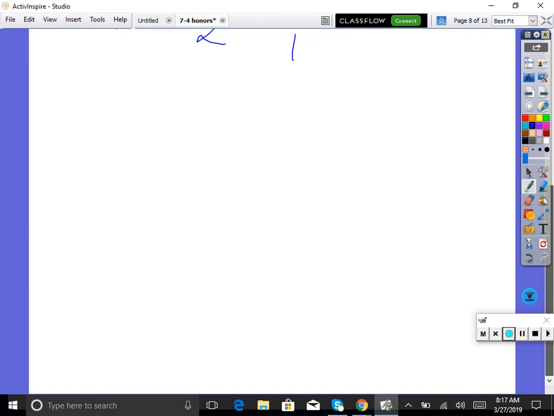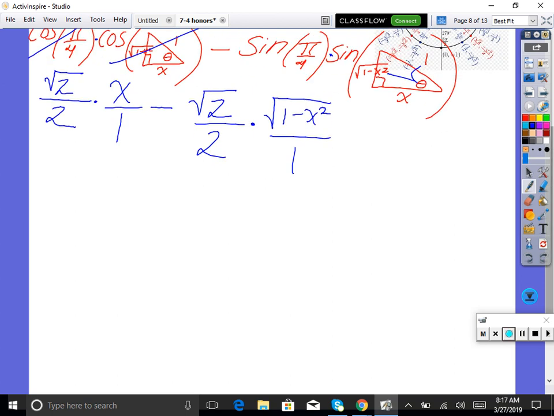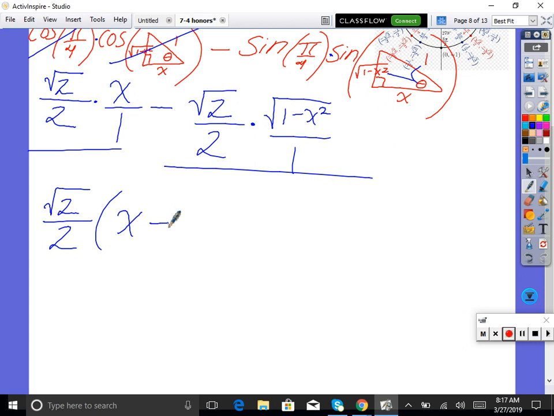We would factor out in each term, which, guys, isn't this a term and this a term? So can't I pull out the square root of 2 over 2? So I'm going to pull that out, and then left would be, in my parentheses, what? X minus the square root of 1 minus x squared, right? Don't we divide that out if we pulled that out? Does everyone see? That's one way of writing the answer, isn't it?